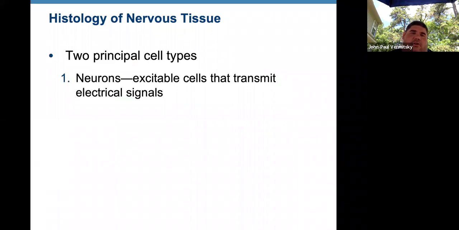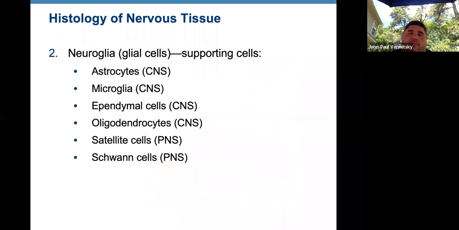Looking at the histology of the nervous system, there are two principal cell types. You have neurons. These are excitable cells that will transmit electrical signals. And then you have what we call glial cells, or neural glial cells. These are what we refer to as supporting cells.